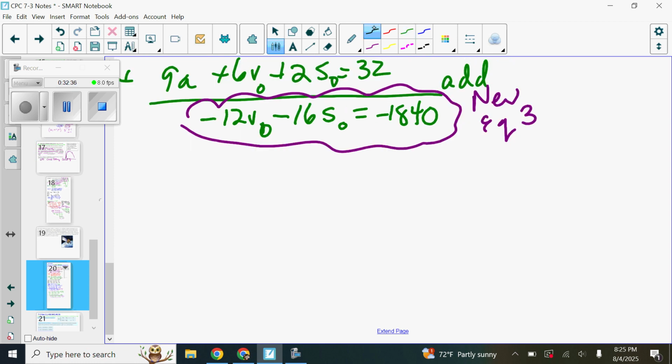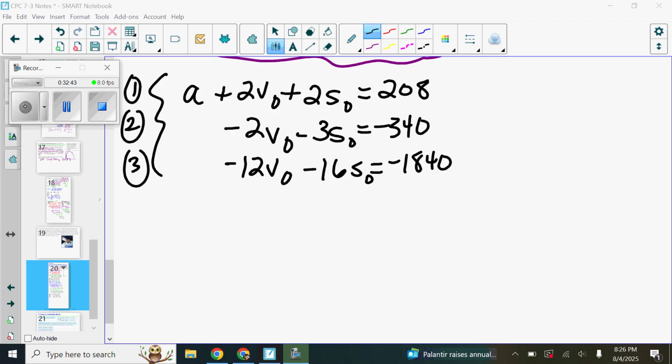So I have a new system. The second 2 equations no longer have the a. So I'm just going to go ahead and recap. So here is our new system. So now we're going to keep going. I'm going to try to eliminate the V0 in equation 3. So I can do that back substituting that we love so much.